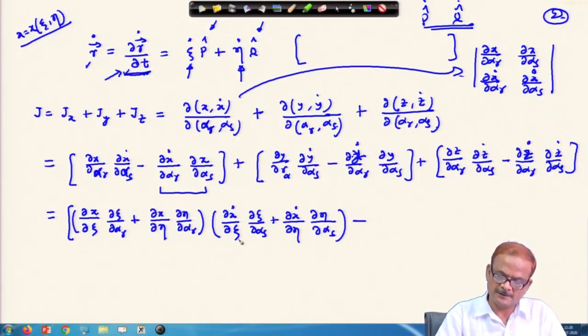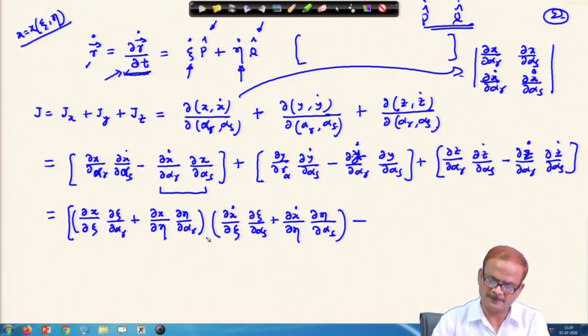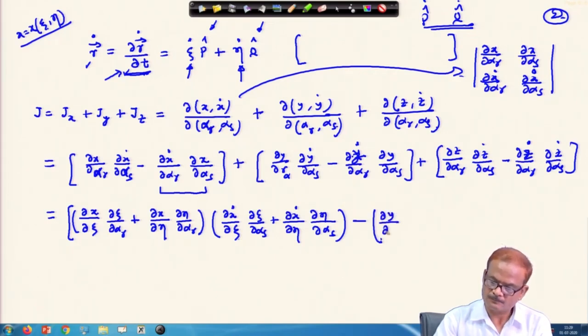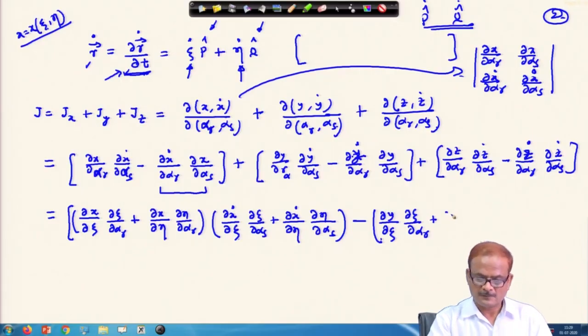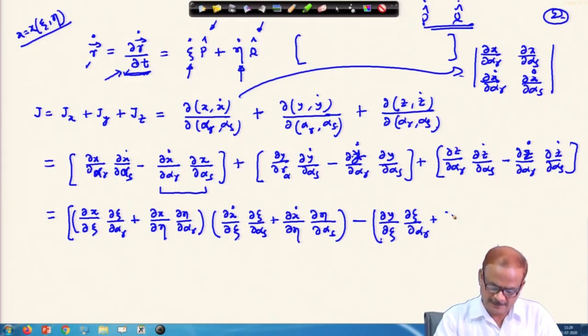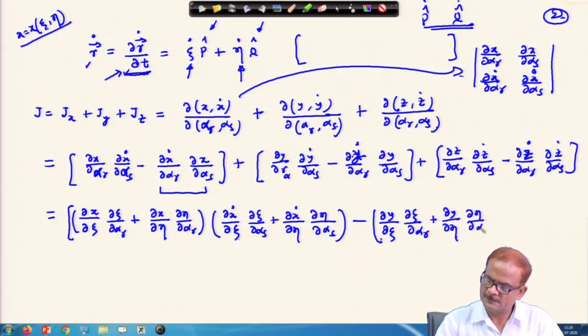So, for this also we need to write here. You can see that if we try to write all of them, how long this will be. It becomes pretty difficult to write all these quantities, but because of the repetition, we can write in a quicker way. So this becomes dou y by dou xi. I could have skipped all this mathematics and directly written the final equation, but you would miss how things are developing. If you know that, you understand the subject better, and that is the main objective here. So dou y by dou eta times dou eta by dou alpha r.